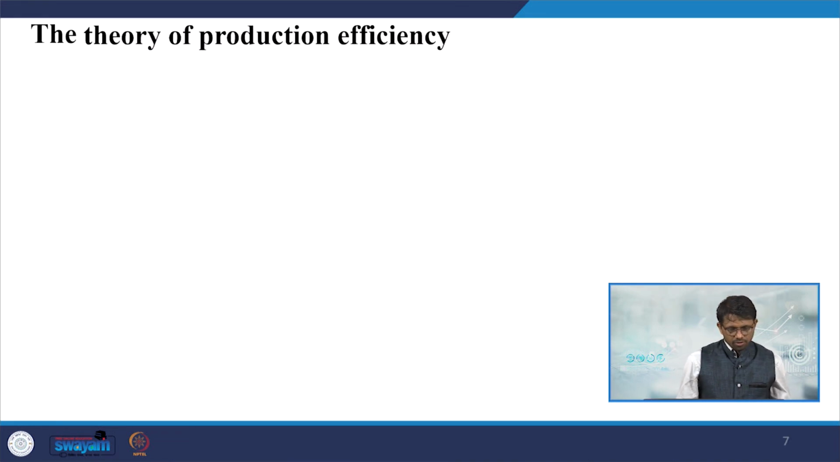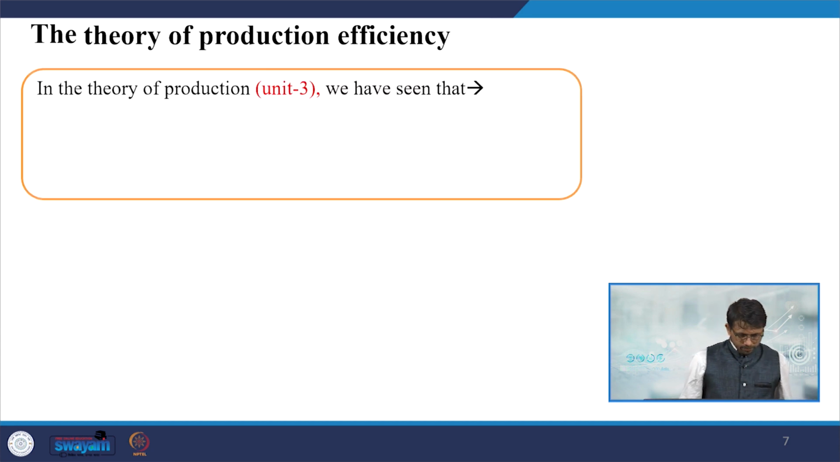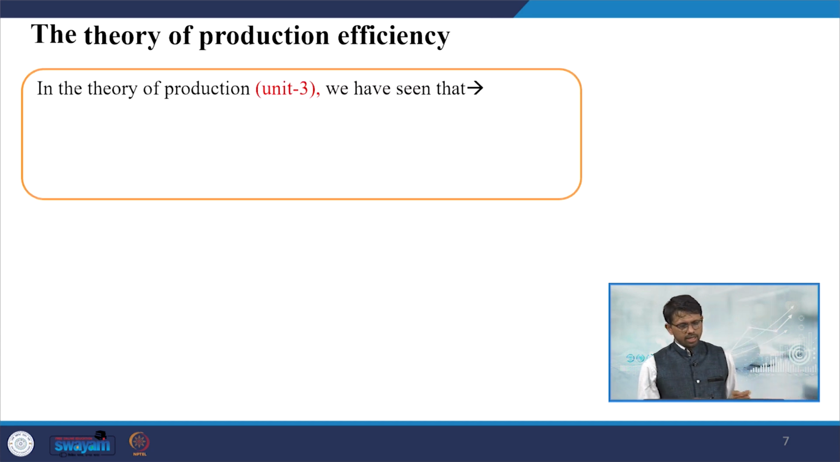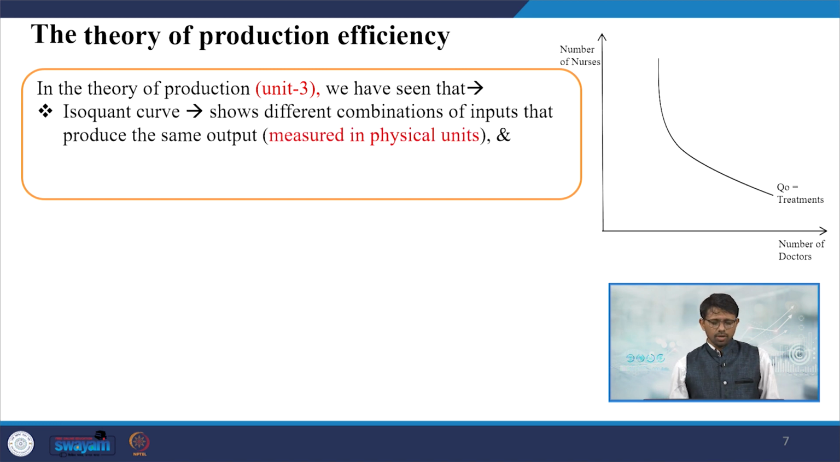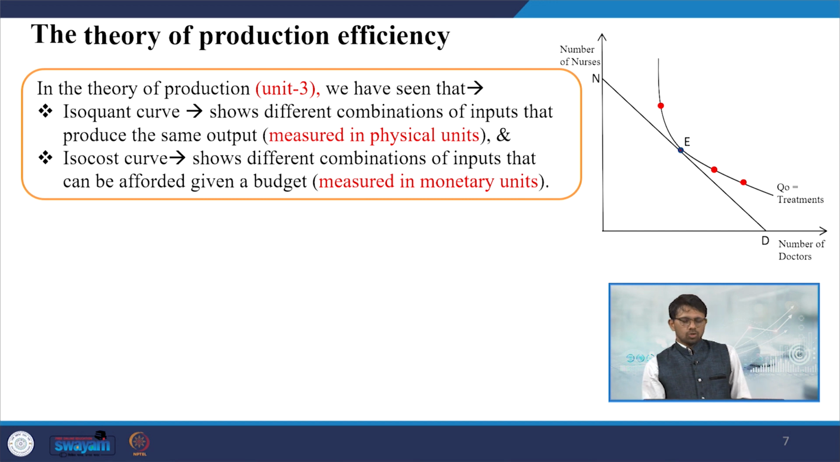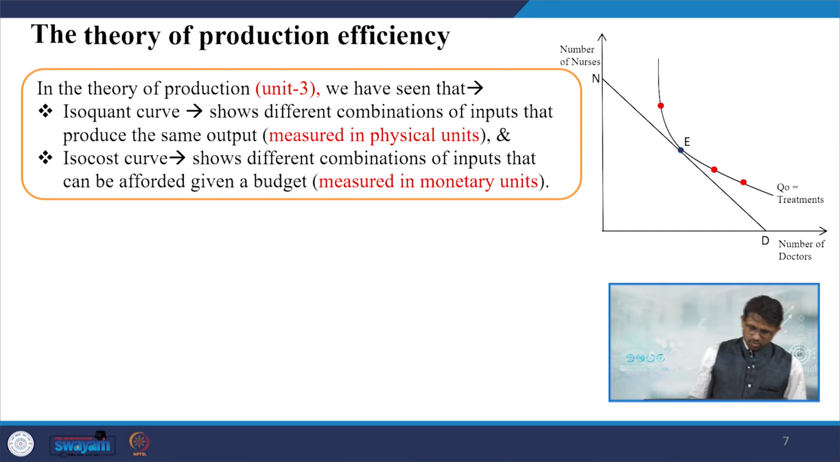Then what is this theory of production efficiency? We will be discussing it here, and some of this we already addressed in unit number 3, where we discussed the isoquant curve that shows a mapping of the inputs to produce the same output, different combinations of input to produce the same output. Usually this is measured in physical units. Another requirement is the isocost curve, which shows the different combinations of inputs that can be afforded given a budget. This is usually measured in monetary units.